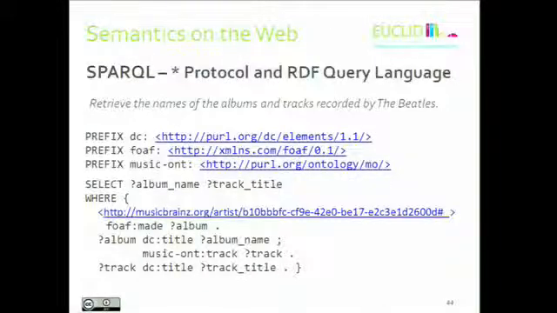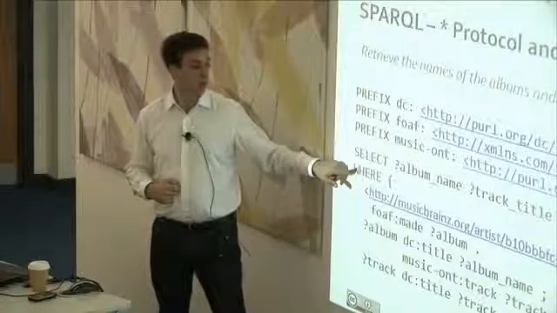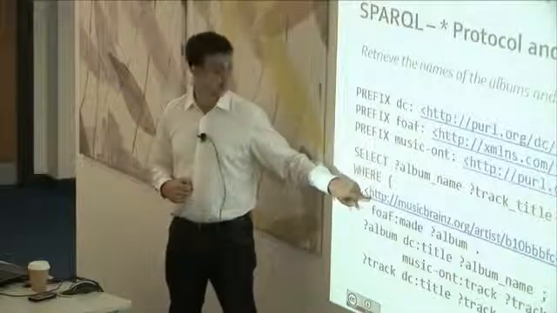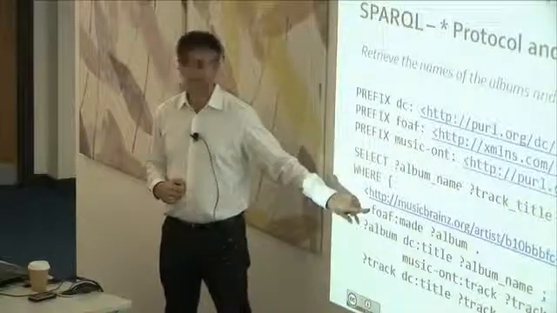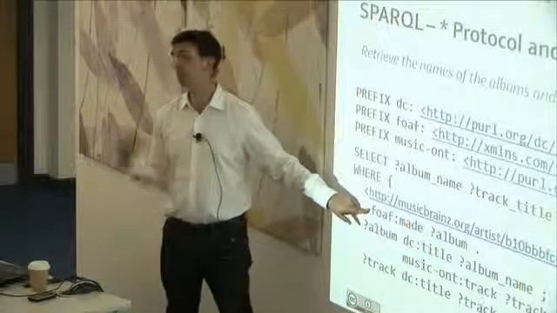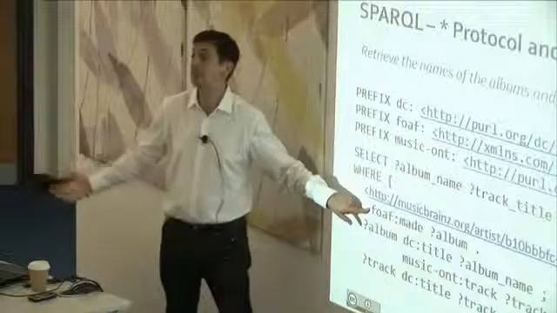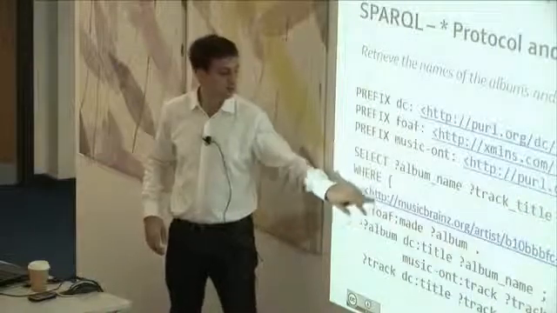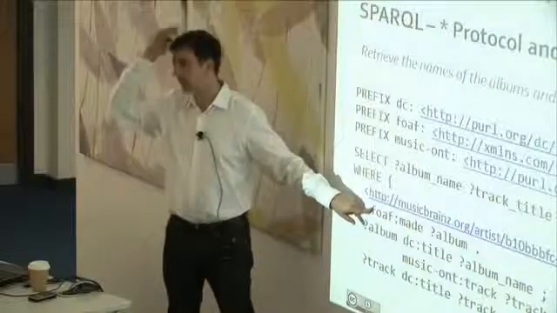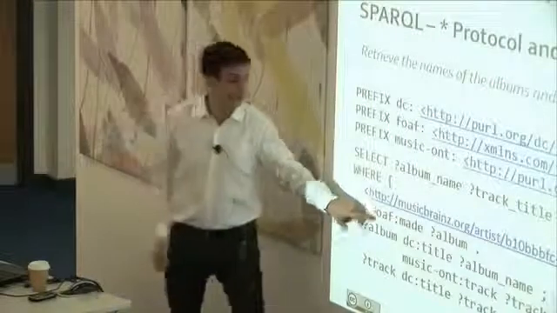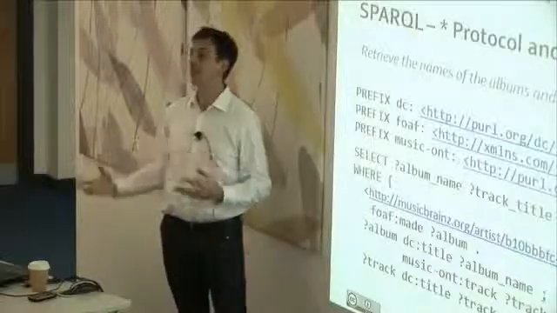So a really quick example. If we want to find out about albums that were made by the Beatles, we have this identifier that we've seen throughout for the Beatles. So in the WHERE part of our query, we use that as the subject of a statement. The predicate made from FOAF, that's one way to relate things that people have made, products, to them. So we say the Beatles made, but instead of specifying the object, we use a variable. We say, you tell me what the Beatles have made.